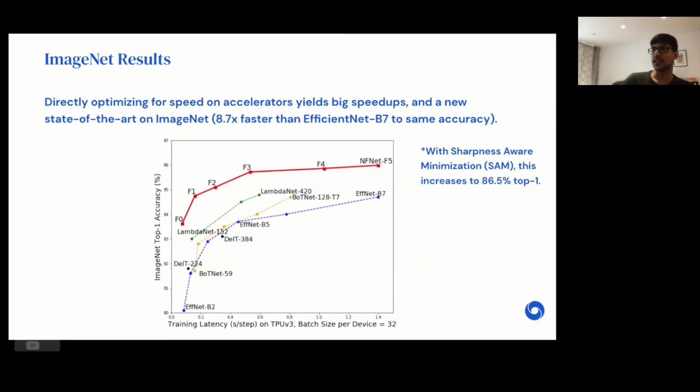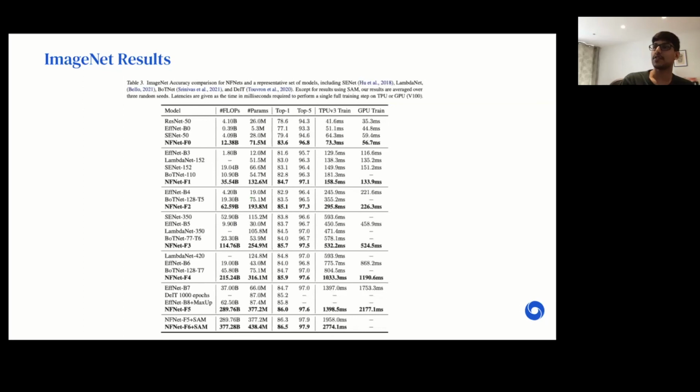And doing all of this, this is the final result that I showed right at the beginning of the talk as well, where we find significant speedups over previous models. We get a significantly higher state of the art of 86.5 top one accuracy without extra data, and we get state of the art across a range of training latencies. It's significantly faster than some of the prior work that was there. And in the paper, we have a much more detailed table which compares all the different models across FLOPs, parameters, and training speed.